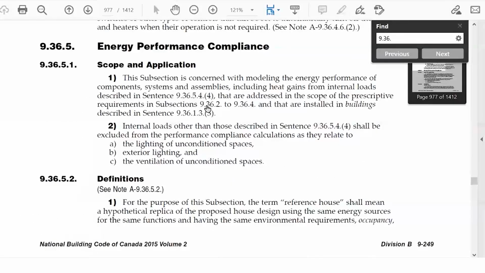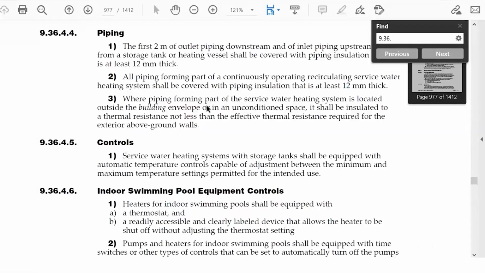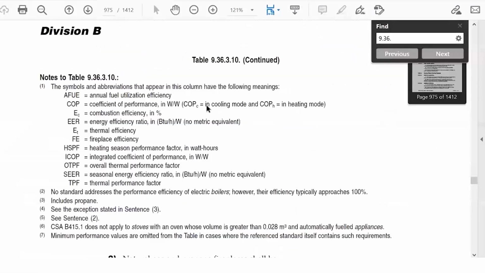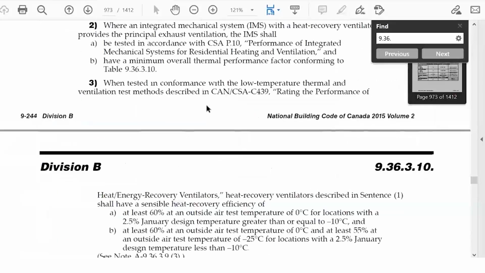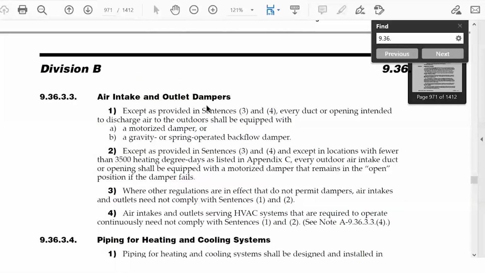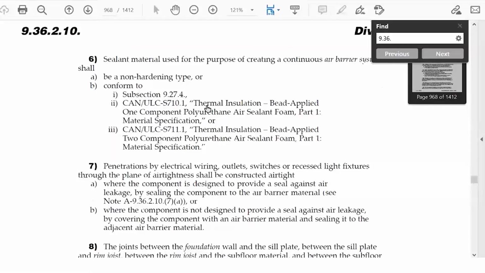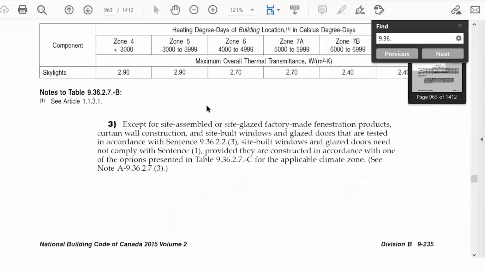And then the energy performance compliance can be used under one condition, and this is for houses. Let's look based on the application provisions. So when we're looking at design for energy efficiency, we're looking at 936.4.3 and 936.2 for envelope elements. So the equipment and the envelope.